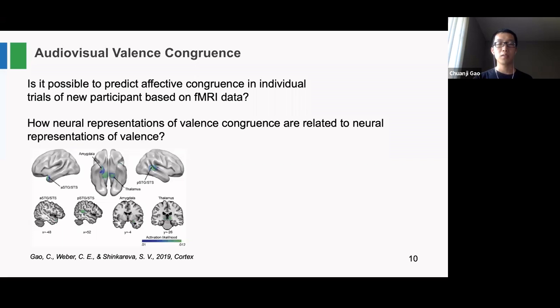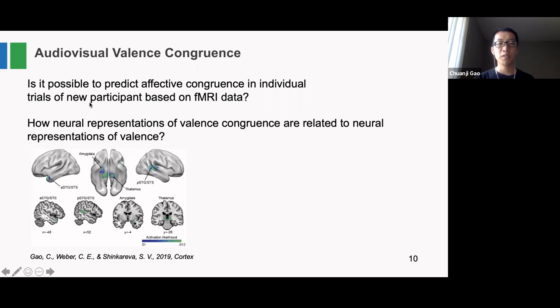In real life, there are many situations where, for example, I hear pleasant music, and at the same time I see a cockroach approaching me. In that case, there's a valence incongruence across what I see and what I hear. This kind of situation can happen many times, and it's important to know how our brain can detect this kind of incongruence, and what brain regions are important to combine the sources from what we see and what we hear.